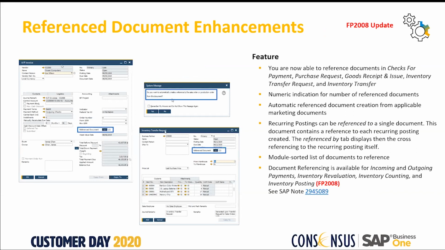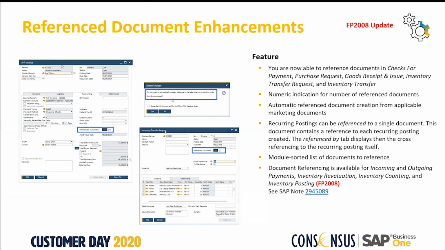Unrelated feature is, if you guys remember, the reference document feature that was already introduced before, but now we've added it to additional documents like checks for payments, purchase request, goods receipts issue, inventory transfer request, and inventory transfer. And you can actually manually assign or reference other documents to this document. So the idea is not the native linkage between documents, but really adding additional reference to other documents.